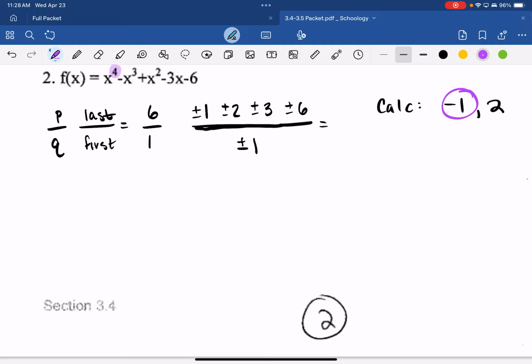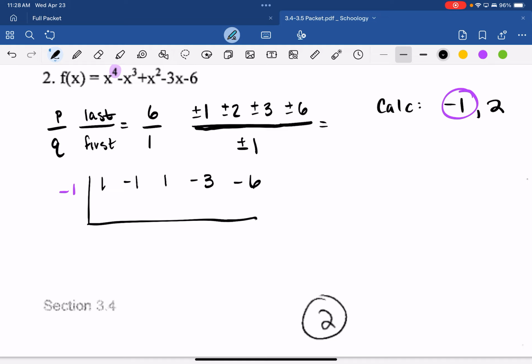So I'm going to start with -1. So I have 1, -1, 1, -3, and -6. Make sure in synthetic we actually look at our symbol in front. Even though we ignored it for the PQ, we have to look at my symbols when I plug in my numbers for synthetic. A lot of us missed that on our test yesterday. We were ignoring some negatives.